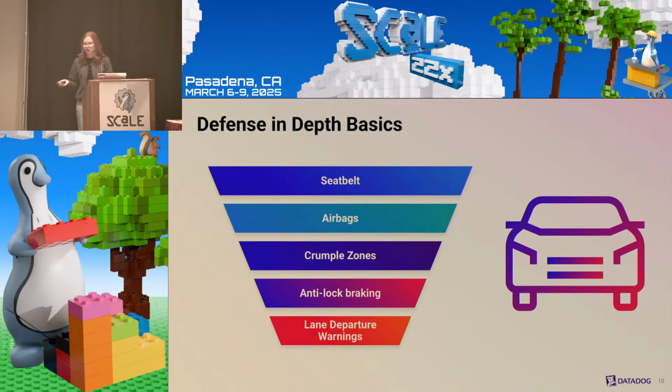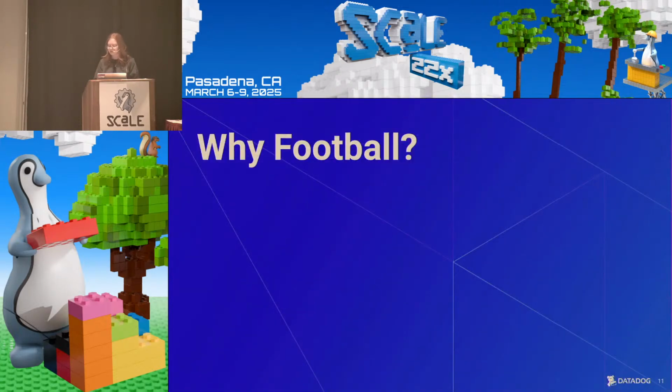Now you might say, okay, we're not talking about cars today. You're right, but this is what I'm going to call safety in depth. It's all of these different safety measures put in place to try to minimize harm to the people inside the vehicle in case of a crash. And that's exactly what security is. We are trying to minimize the impact of anything happening. So again, I'm calling this car example safety in depth, but we're going to focus on defense in depth, which is the same premise.